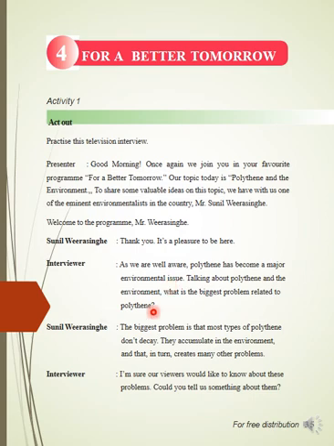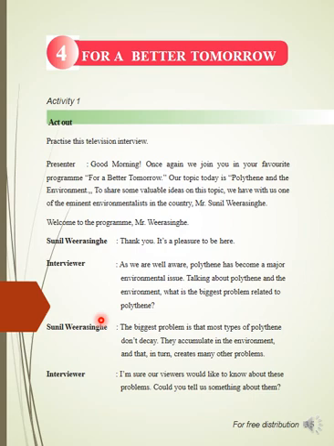Sunil Veer Singh: The biggest problem is that most types of polythene don't decay. They accumulate in the environment and that in turn creates many other problems.